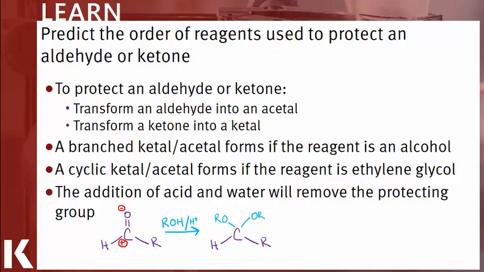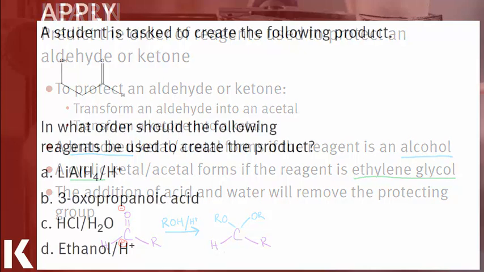There are two types of products formed depending on the reagent. A branched ketal or acetal will form when the reagent is alcohol, while a cyclic one forms when using the diol ethylene glycol. The protecting group can then easily be removed when introduced to acid and water, reverting back to an aldehyde or ketone. Let's apply all the information we've learned about redox reactions and protecting groups to the following question.